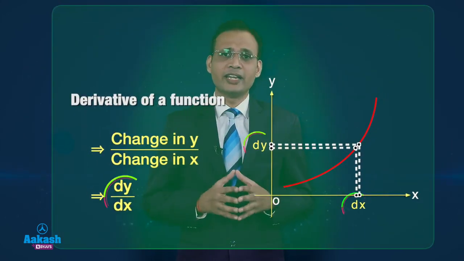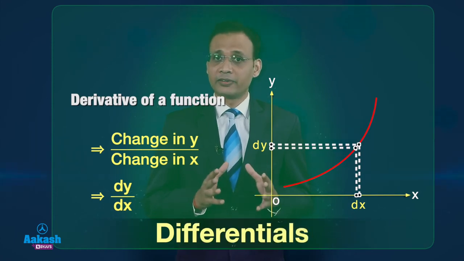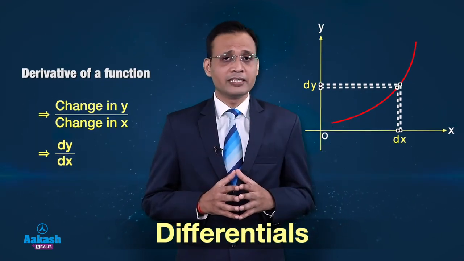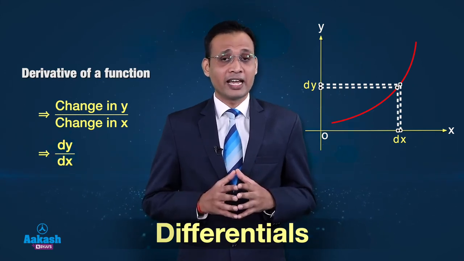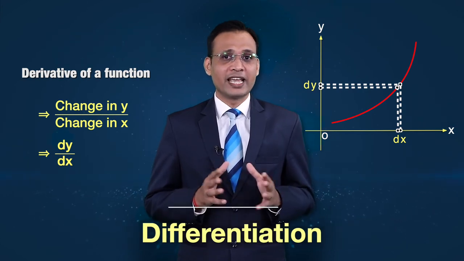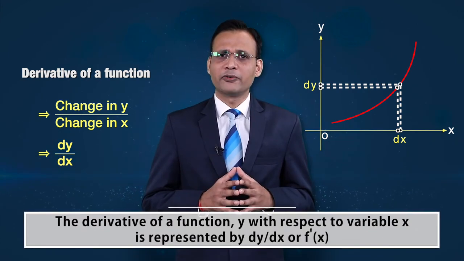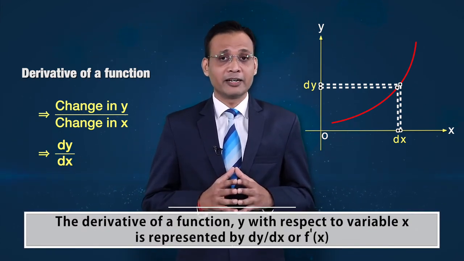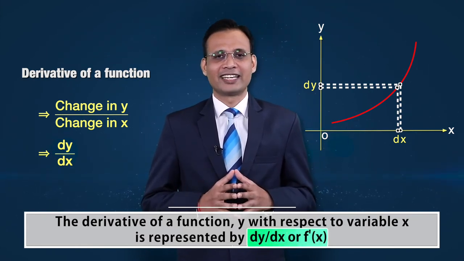The notations dy and dx are known as differentials, as the word differential comes from the difference between two values. And the process used to find the derivatives is called differentiation. So we can say the derivative of a function y with respect to variable x is represented by dy over dx or f dash x.